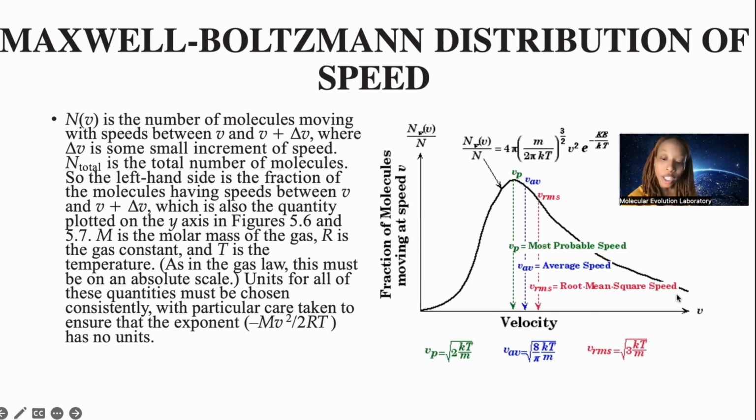The root mean square speed is representative of all molecules in the box. So it basically would represent the mean speed of all molecules that are confined within that box at a given time. Here we can see the average speed of each molecule, and here we can also see the most probable speed of each molecule as well.